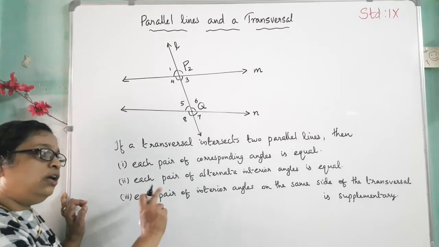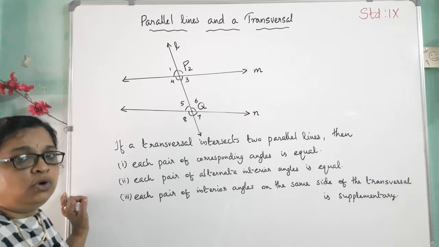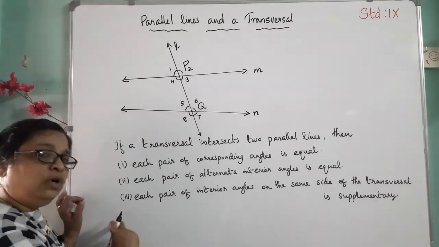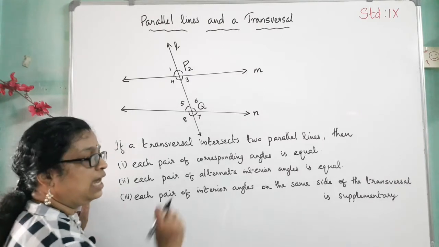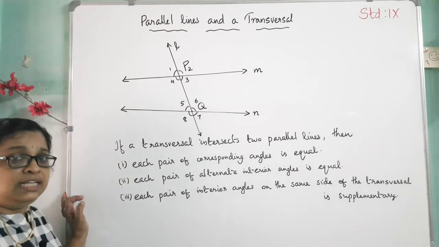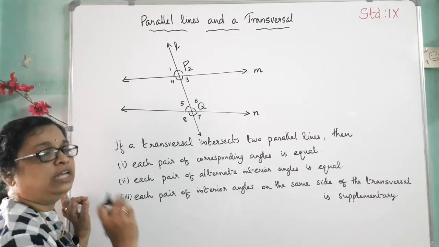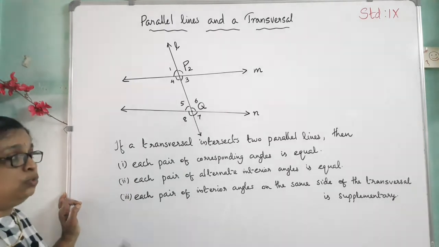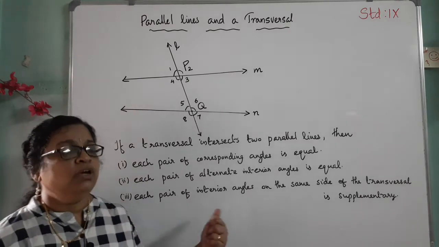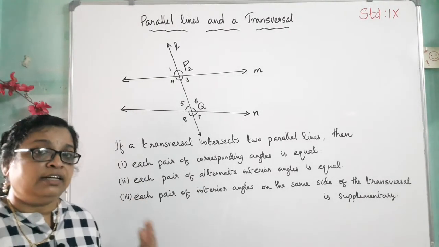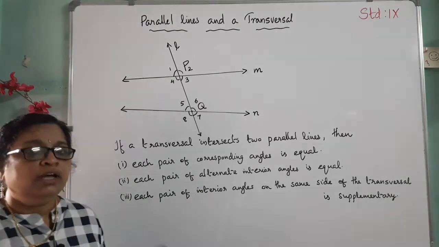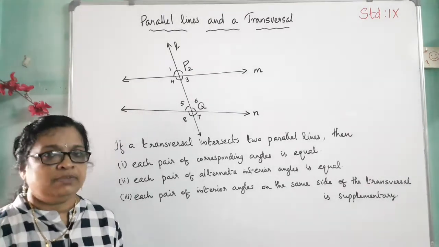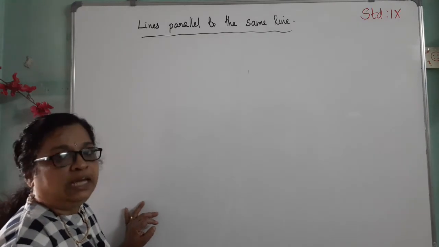Or if each pair of alternate interior angles are equal, then that pair of lines are parallel. Or if each pair of interior angles on the same side of the transversal is supplementary, then also the two lines are parallel. That is, if a transversal intersects two parallel lines, then each pair of corresponding angles are equal, alternate interior angles are equal, and interior angles on the same side of the transversal are supplementary. Clear? Lines parallel to the same line.